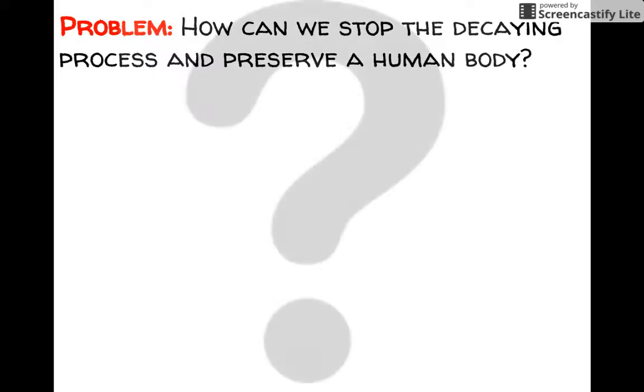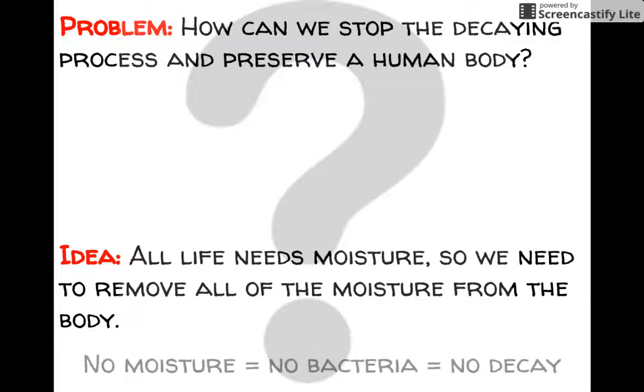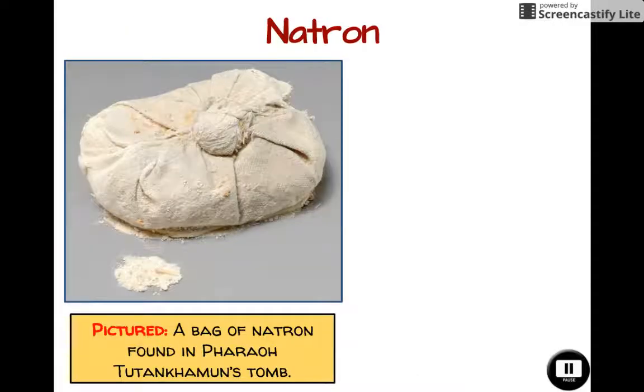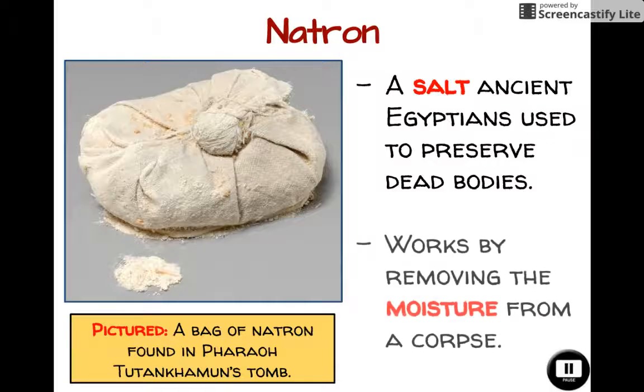So, with that being said, how can we stop the decaying process and preserve a human body? Well, here's an idea. All life needs moisture. So we need to remove all the moisture from the body. If there's no moisture on the body, no bacteria can survive, and therefore it won't decay. So the ancient Egyptians actually kind of realized this. They're going to use a product called natron, and natron is a chemical. It's actually a salt that the Egyptians will use to help preserve a dead body. And this works by simply removing or stripping away the moisture from a corpse.